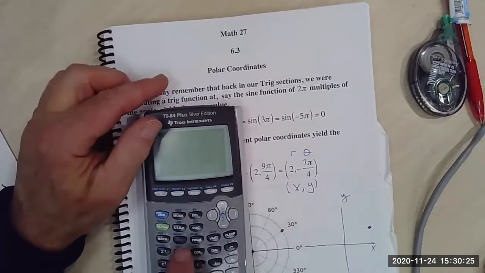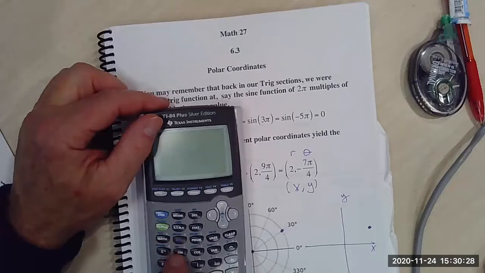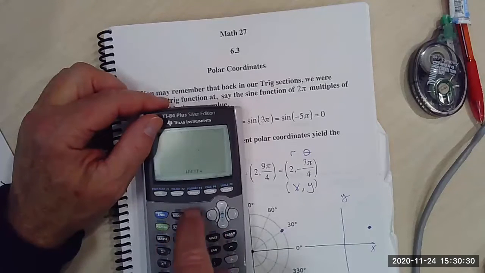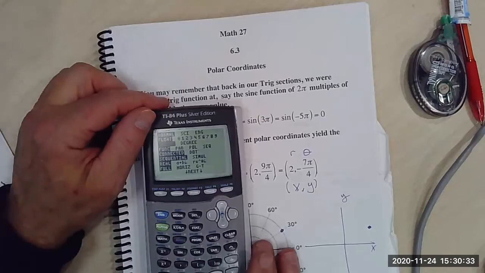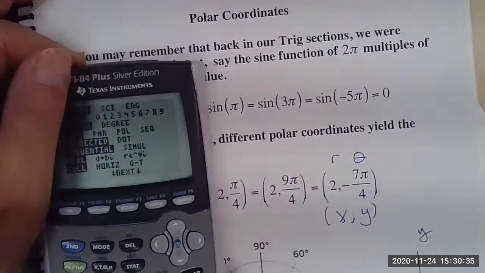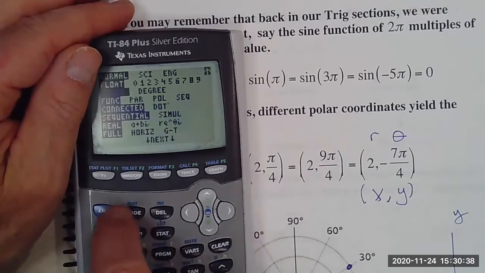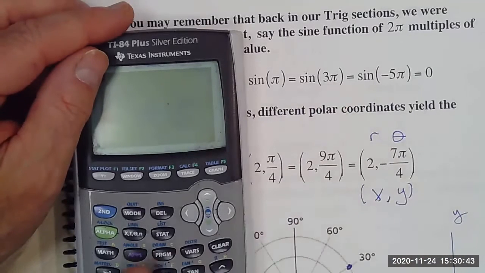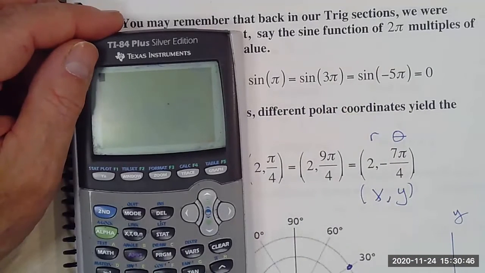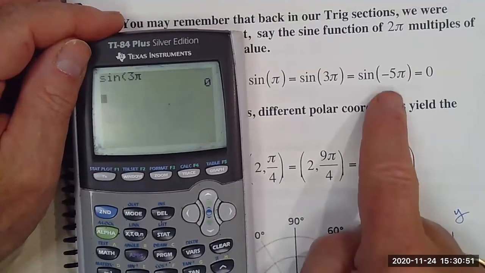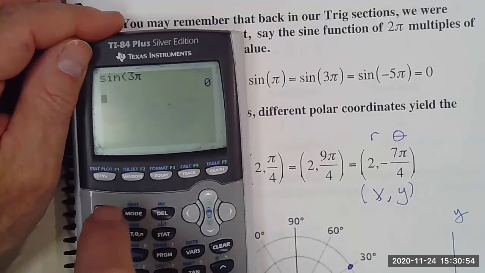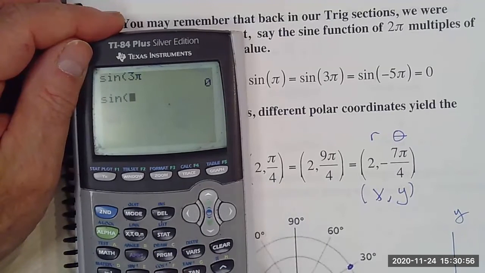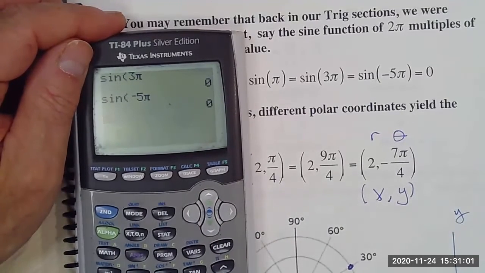So what I do is I put this in radian mode. Angle, mode, there it is. You don't think it is the same, but it is, watch. Radian. All right, so sine of pi is 0, I know that. I'll try sine of 3 pi. Okay, sine of 3 pi, 0. Sine of negative 5 pi. Yeah, 0. Okay, fine.